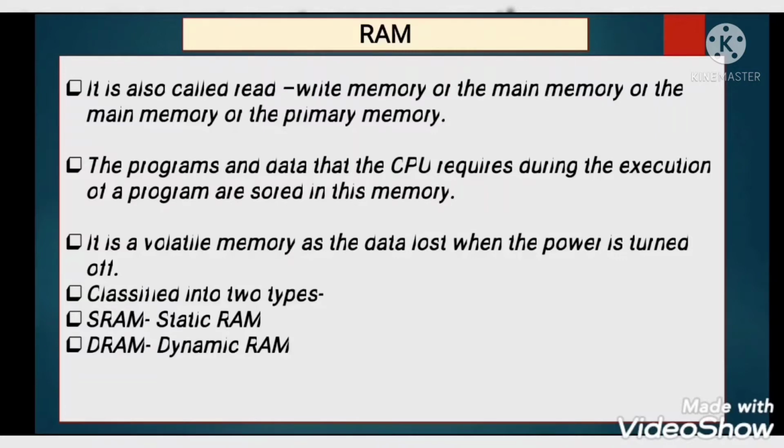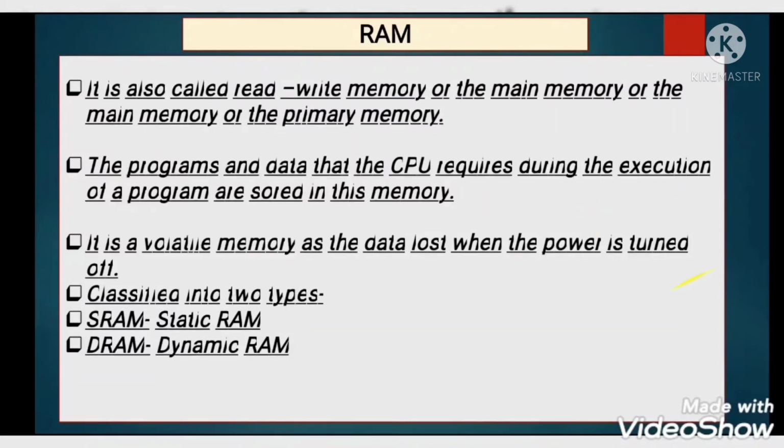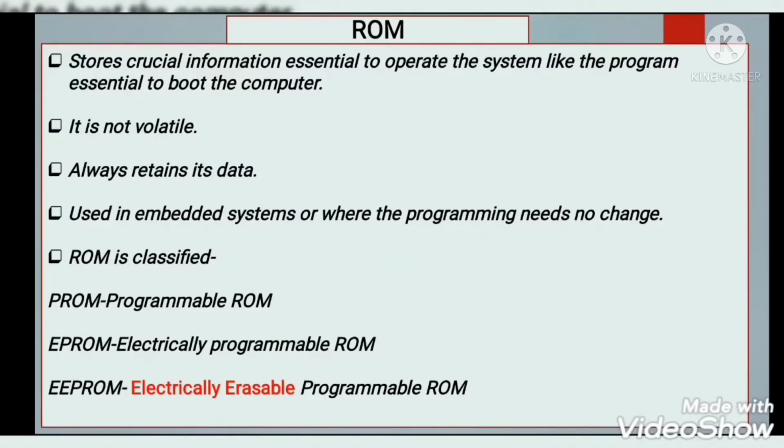Now we can say that RAM is of two types: SRAM, that is static RAM, and DRAM, dynamic RAM. So if someone asks you how many types of RAM there are, obviously we will say there are two types, static RAM and dynamic RAM. Remember. I think the RAM portion is clear.